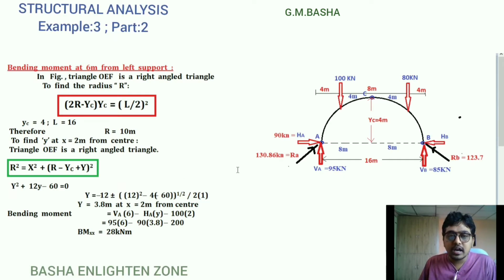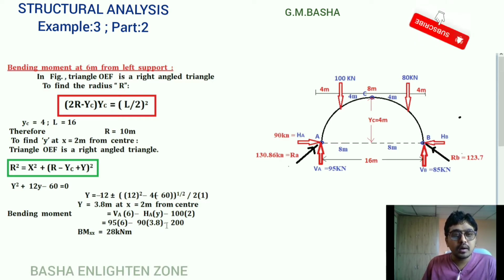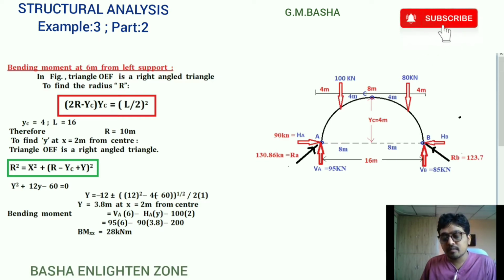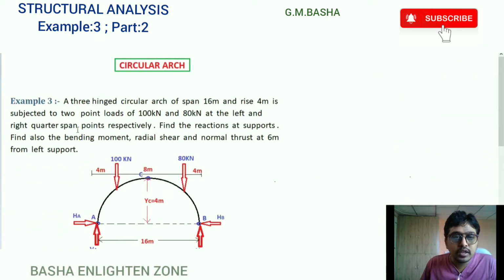In this lecture, I would like to continue the remaining part of the circular arches, that is example 3 part 2. Already in the last lecture, I showed up to the reactions at the supports, that is RA, RB, along with the horizontal reaction and vertical reaction. But today in this lecture, I would like to continue with the bending moment, radial shear and normal thrust at 6 meters from the left support.